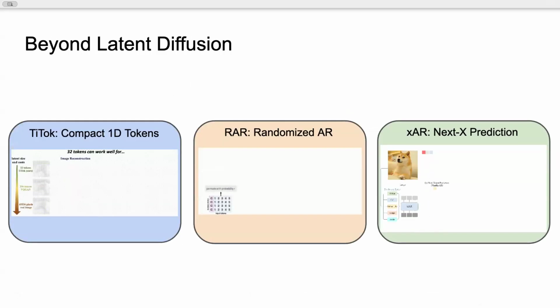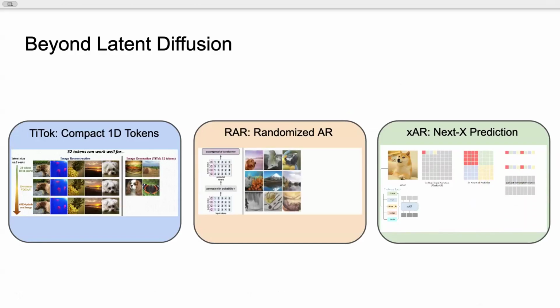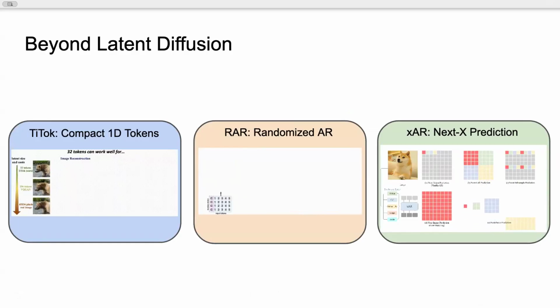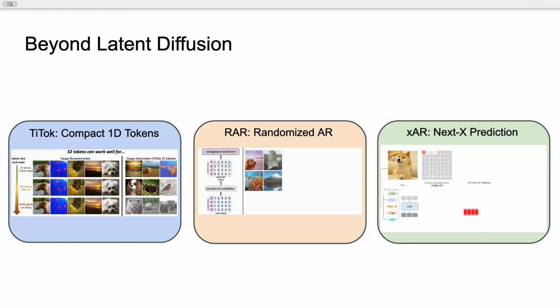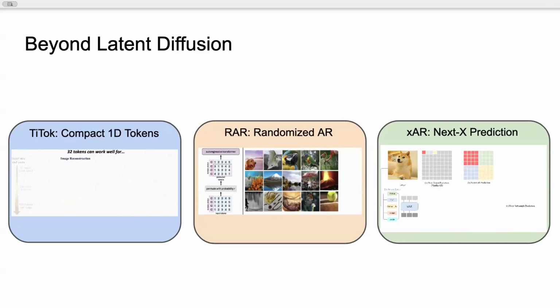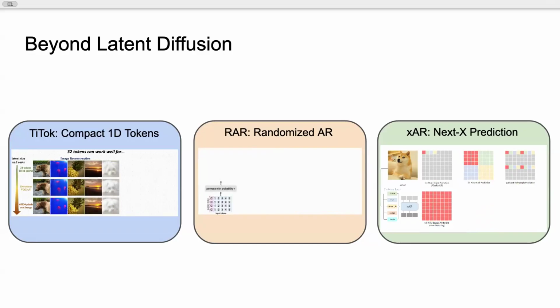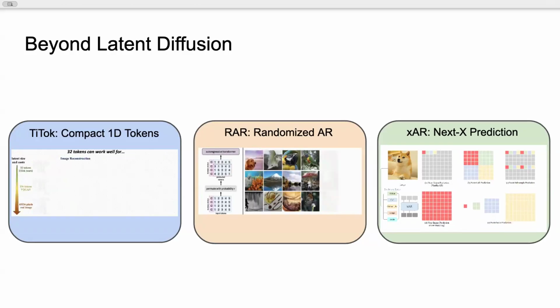To conclude, going beyond diffusion, we have focused on 3 recent works. First, T-Talk, where we propose compact tokenization. We want to revisit 2D tokenization, remove image redundancy, and have a compact representation. To improve autoregressive modeling, we propose RAR and XAR. RAR uses randomized permutations to train models to exploit multi-directional contexts instead of unidirectional contexts. And in XAR, we explore different prediction entities, and also propose noisy context learning.